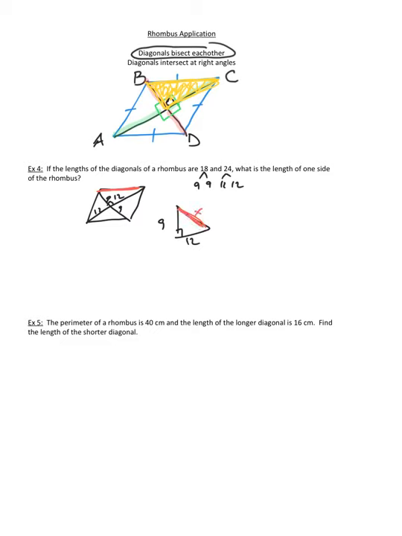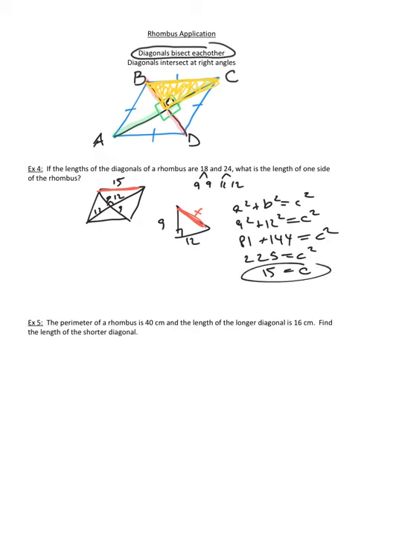That's your x. So you're going to apply the Pythagorean theorem, a squared plus b squared equals c squared, and 9 squared plus 12 squared equals c squared. So you have 81 plus 144 equals c squared. So you have 225 equals c squared, and then you take the square root, c equals 15. So the missing length is 15. That's the length of one side of the rhombus.